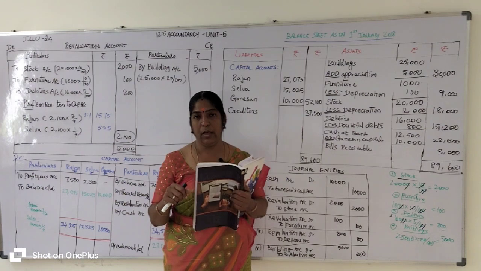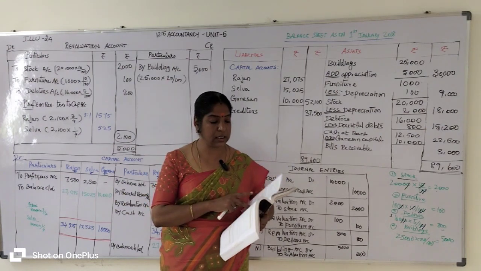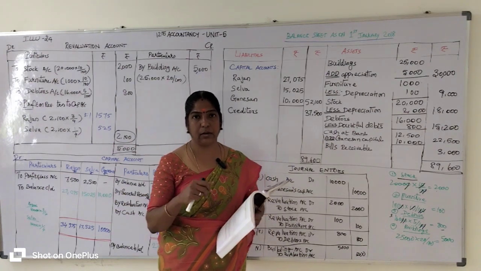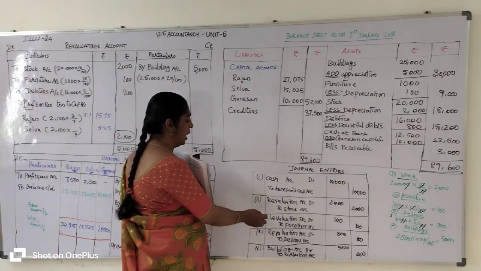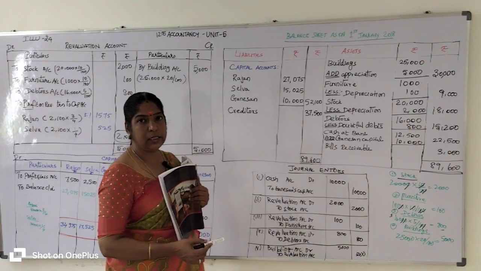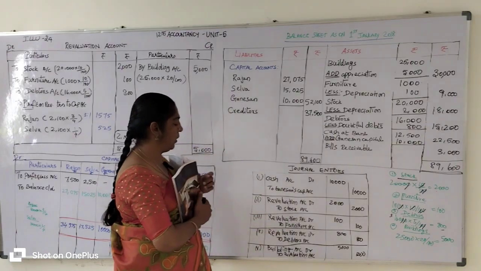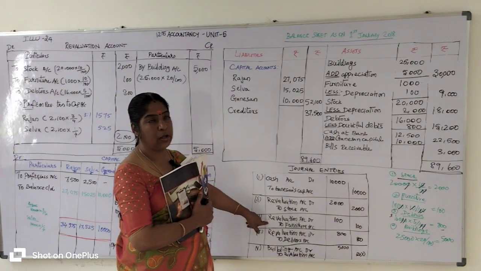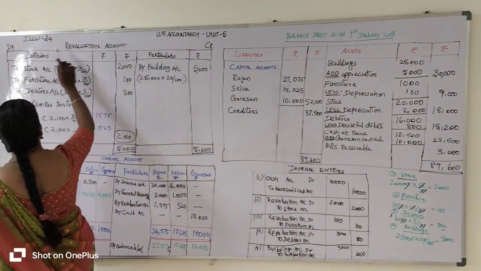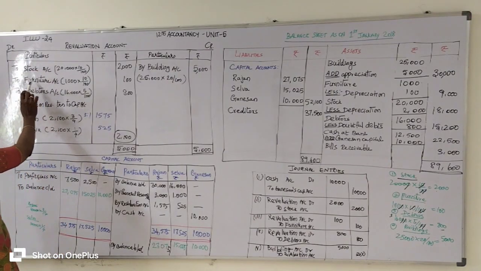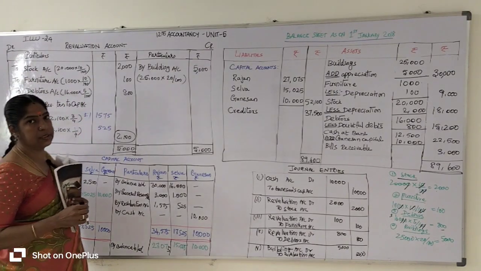Furniture is an asset account. So if the furniture account reduces, the asset account also reduces. If the asset account reduces, what is the journal entry? Revaluation account debit to furniture account 1,000 rupees. Which side does the revaluation account appear? It is on the debit side. So you go to the debit side of the revaluation account and write to furniture account 1,000 rupees.